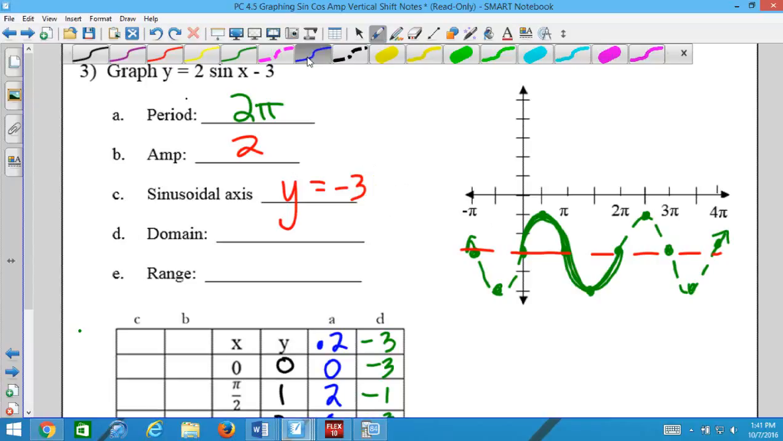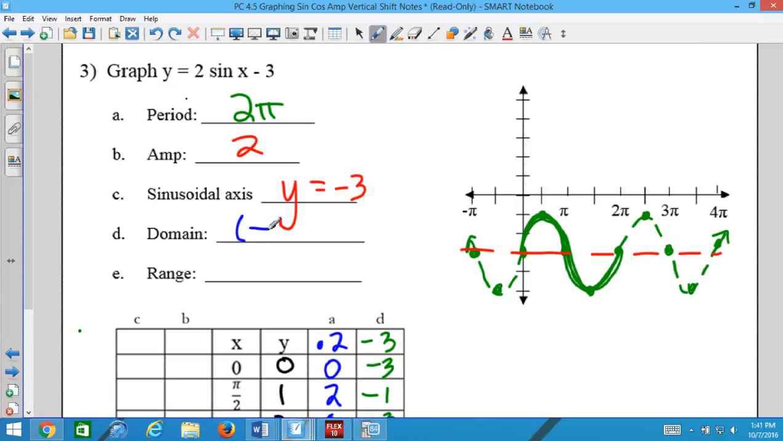Domain and range. Domain is what x values am I allowed to put in the x column. Now, we used key points, but you can choose anything. Right, -infinity to positive infinity. If I kept graphing this, this would go on forever left and on forever right. It would go forever.